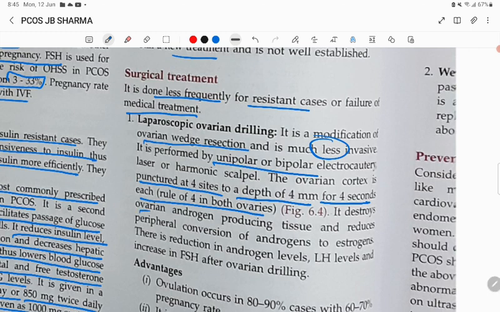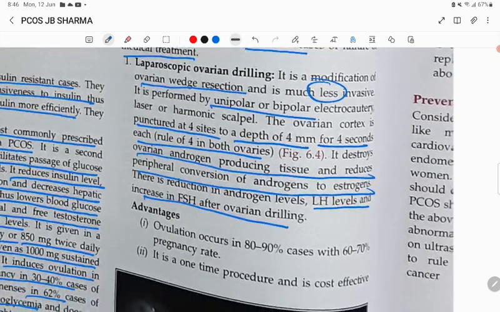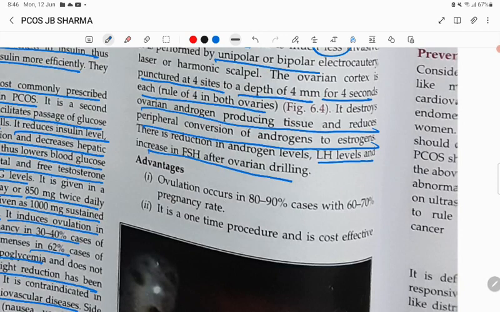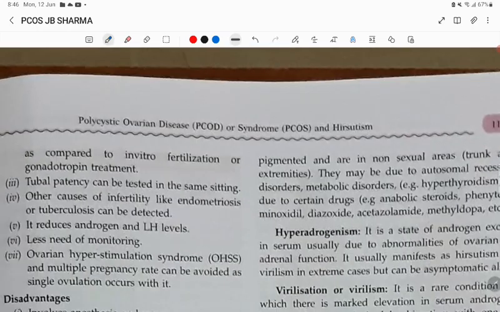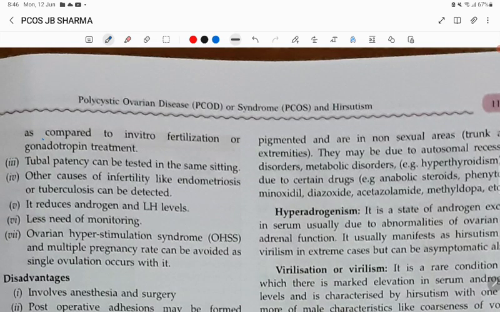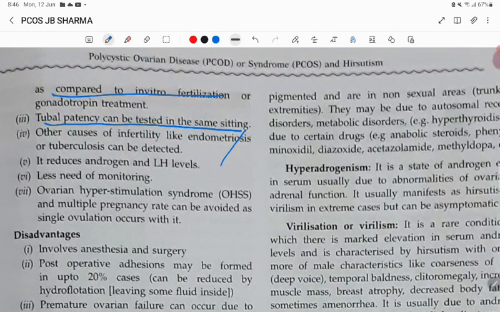It destroys ovarian androgen producing tissue and reduces peripheral conversion of androgen to estrogen. This reduces the androgen level and the LH level, and increases FSH. The advantages: ovulation occurs in 80 to 90% of cases, with a 67% pregnancy rate. It is a one-time procedure and is cost effective as compared to in vitro fertilization or gonadotropin treatment. Tubal patency can be tested in the same sitting, and other causes of infertility like endometriosis and tuberculosis can be treated.